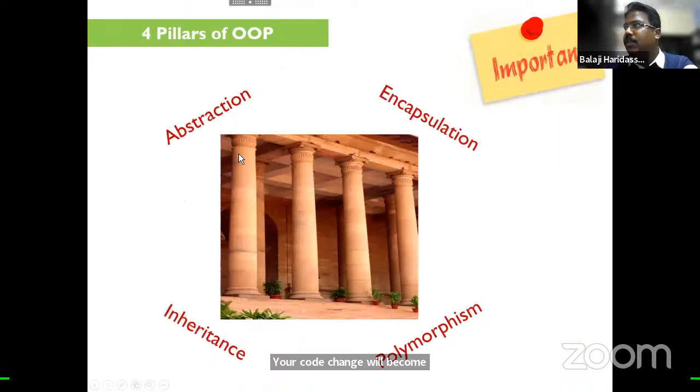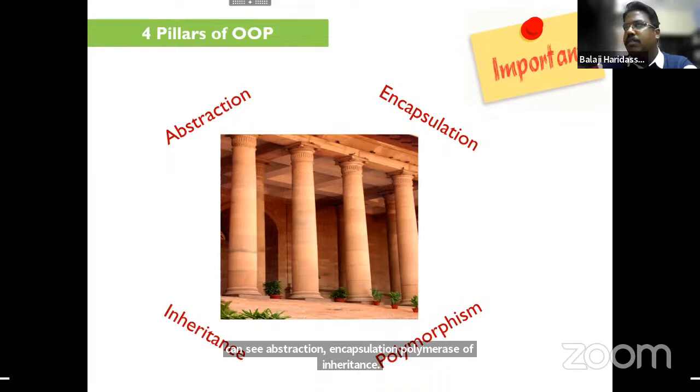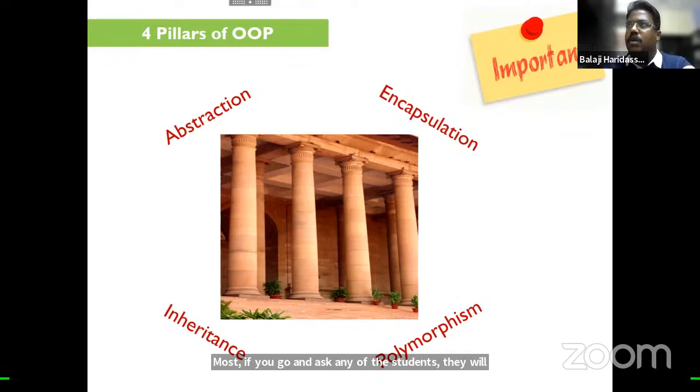So these are the 4 pillars: abstraction, encapsulation, polymorphism, inheritance. What does it mean? If you go and ask any of the students, they will not be able to tell the difference between these. People will say encapsulation means combining code and object together. No, that is not what it means. It is a definition. But what it really means when you compare it with real life, what nature has given us, and how this principle is trying to emulate nature is what we need to understand. Let's go ahead.